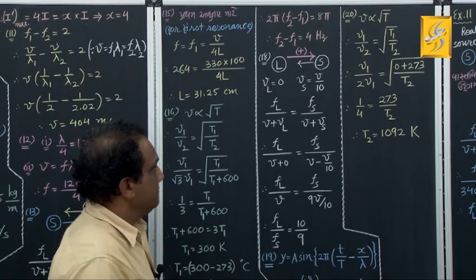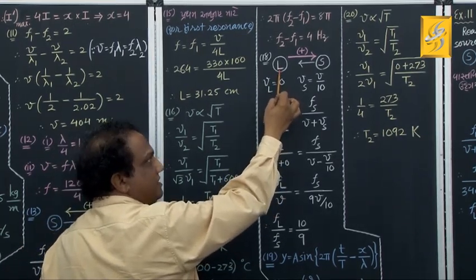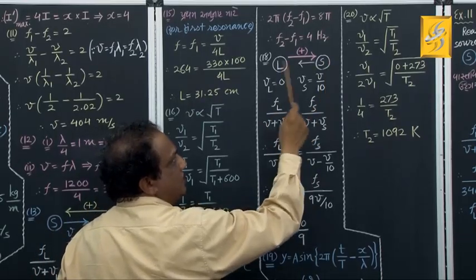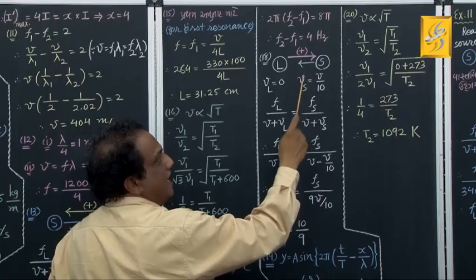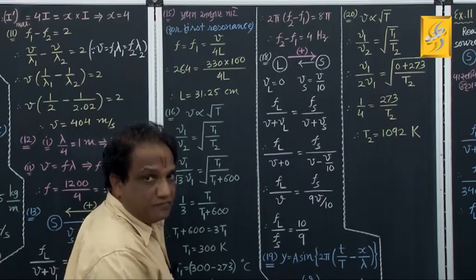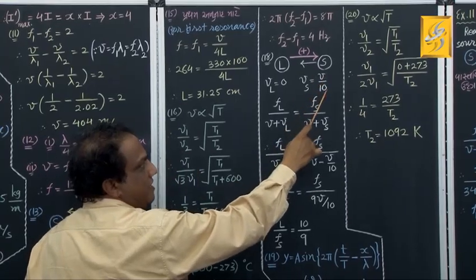Read it? Come on. L means listener, because it is at rest, VL equals 0. The source is approaching the listener, and its velocity is given as one-tenth of the velocity of sound, 1/10 of the velocity of sound. So I am writing V upon 10.